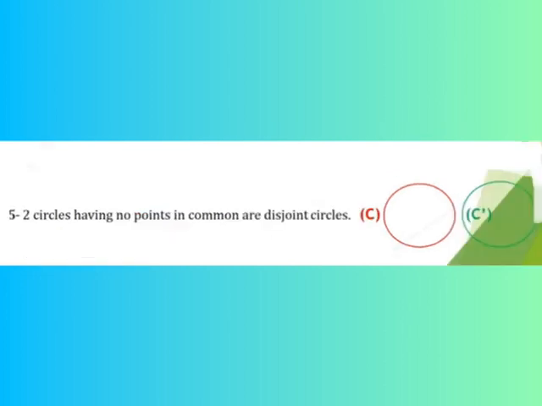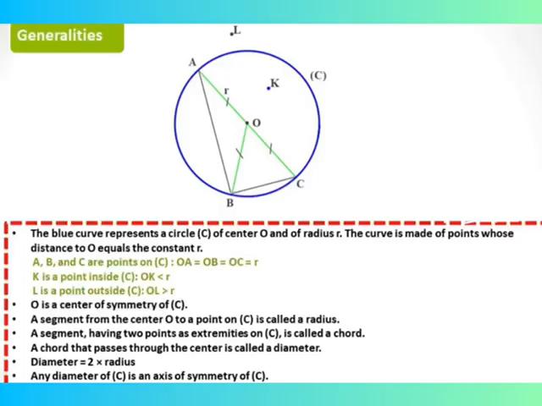And finally, if we have two circles having no points in common, and they don't intersect at any point, then we call them disjoint circles, as shown in the figure below. And before ending the session, this is a small revision of some rules related to the formation of any circle.